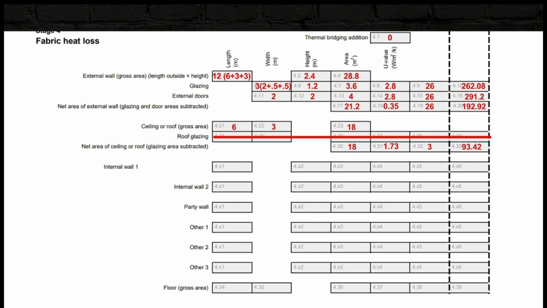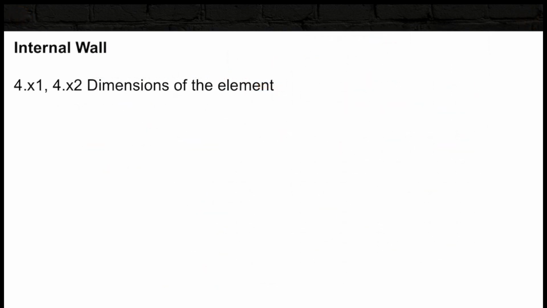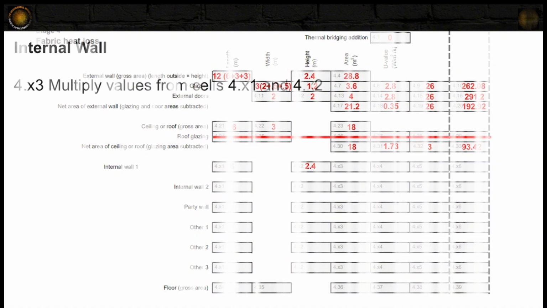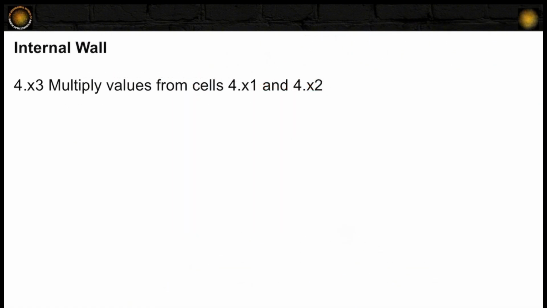Okay, we've got our internal wall now, box 4x1 and 4x2, which is the length and then the height. 4x3 is the area of our internal wall, which is 6 multiplied by the 2.4, which gives us 14.4.